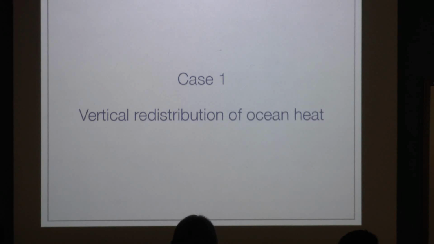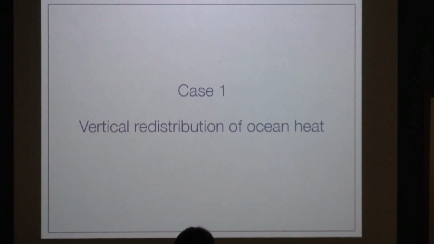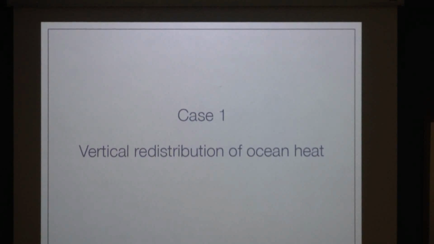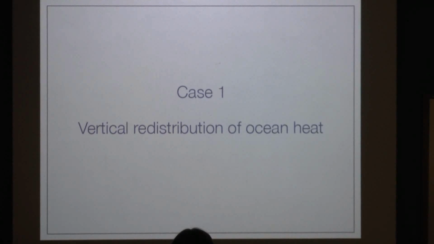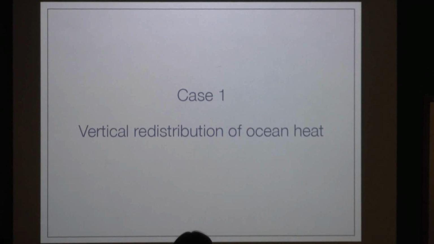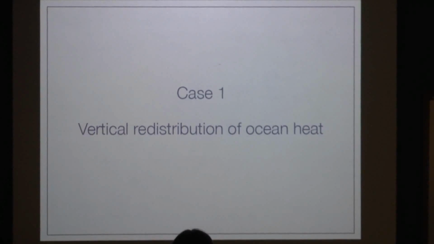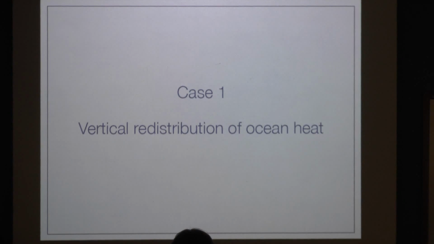So here I go to the first case. It's about the vertical redistribution of ocean heat. As I mentioned, in the textbook, you will see that there have been a lot of studies talking about the meridional heat transport, basically how the heat would transport from the tropical region to the high latitude. But in the vertical direction, there are really only, I think, a limited number of studies talking about this.